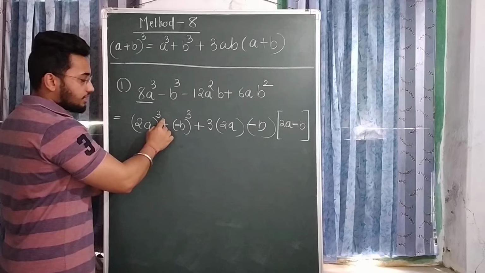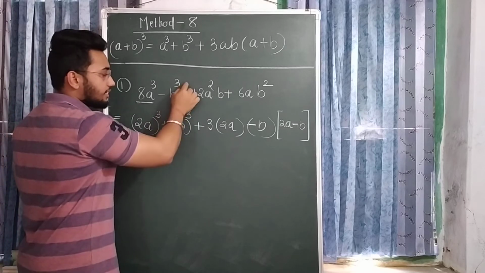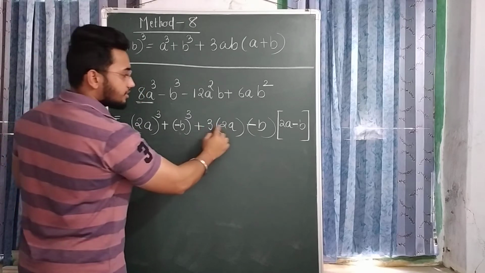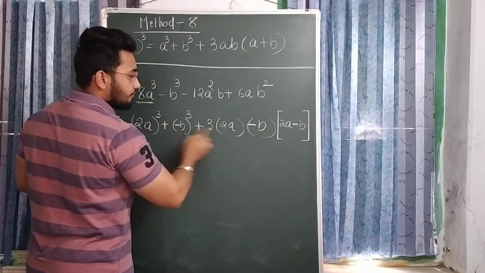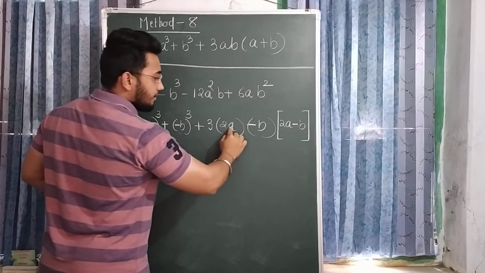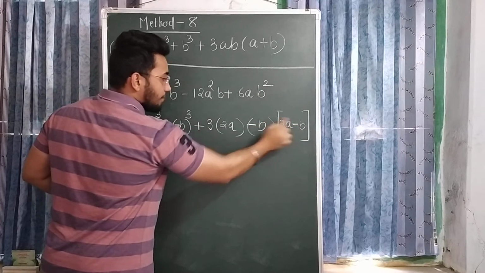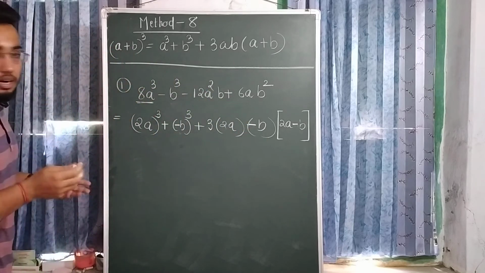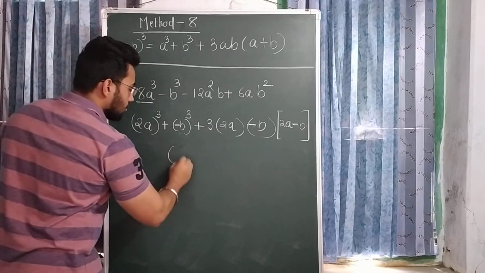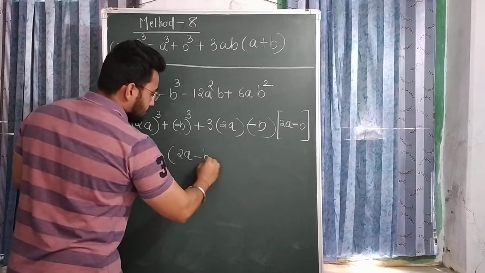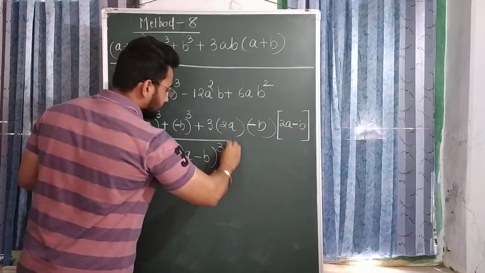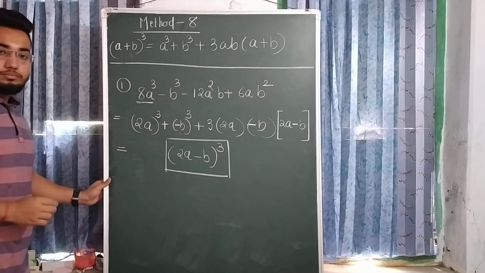Check. 2a cube, 8a cube, minus b cube, minus b cube. 3 2s are 6. Wait. Yes, 3 2s are 6. 6 2s are 12. Plus minus, minus. 3 2s are 6. 6 a, b into b, b square, minus, minus, plus. I already checked. Now I just have to write in this form, a plus b the whole cube. I am not writing plus here because b is negative in this example. This is your answer.